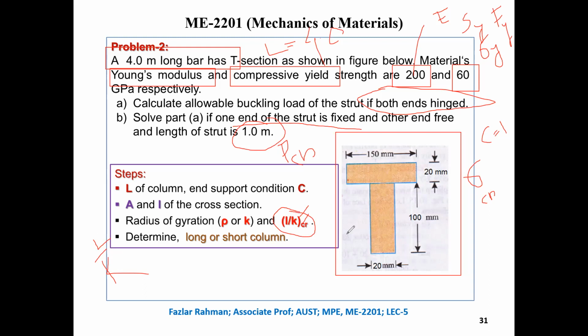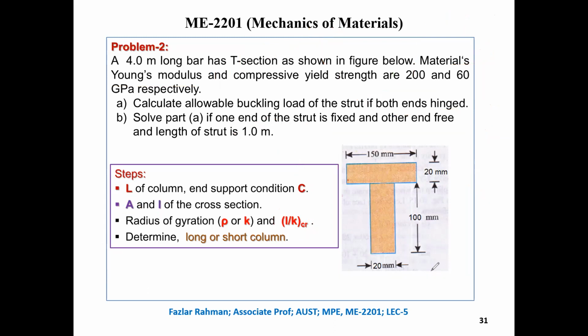So to figure out L by K, we need to figure out area. We need to figure out cross section, and end condition is already given. Okay, so let's see. I can share the MathCAD file with you.